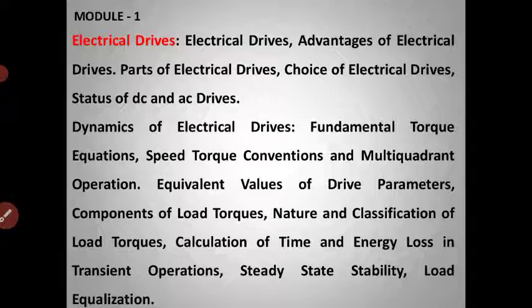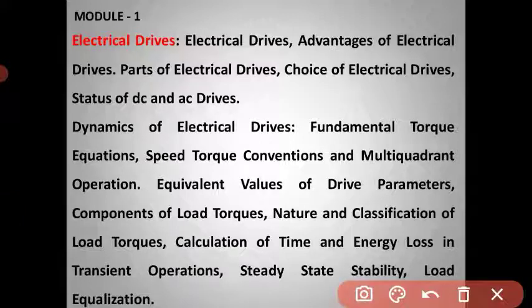The first part, electrical drives, advantages of electrical drives and parts of electrical drives, I have already covered in the introduction video lecture. Today I am going to discuss the speed torque conventions and multi-quadrant operations.